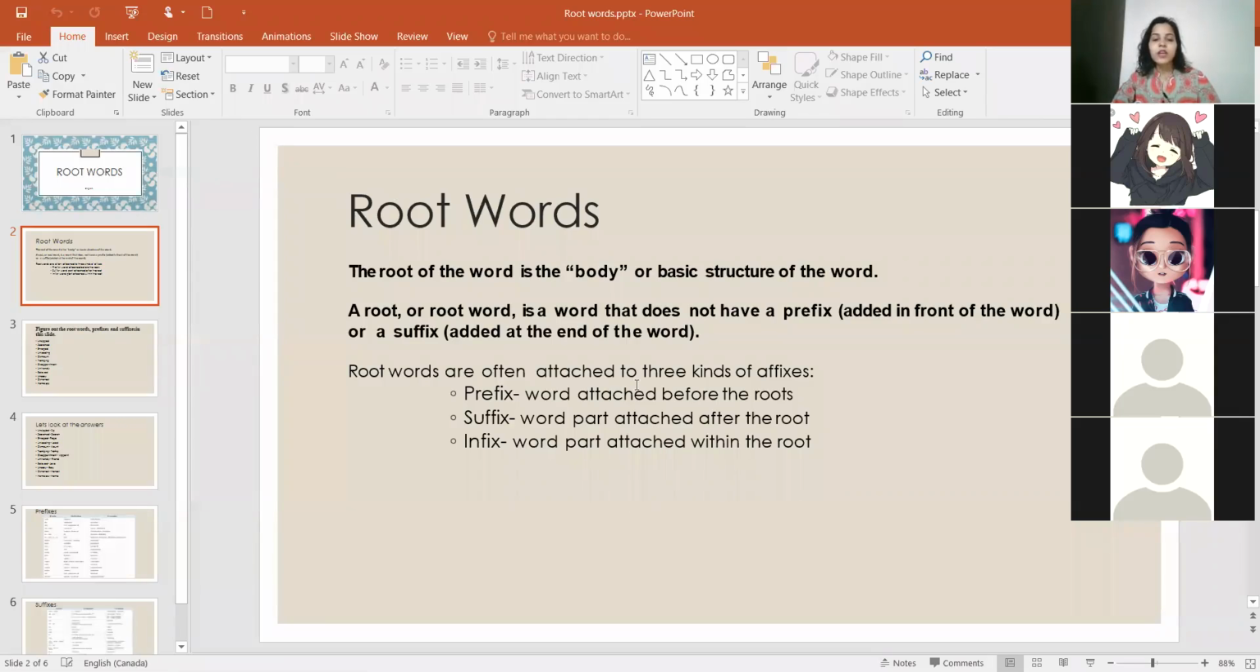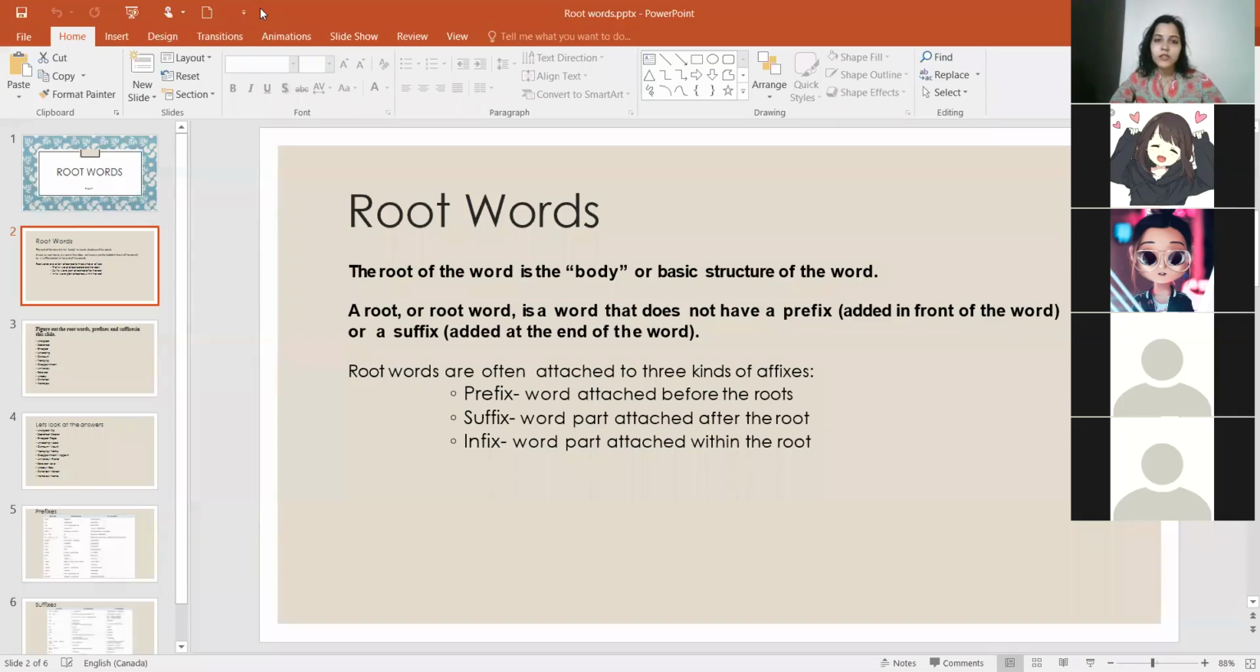So, what words can we add to this root word? As I already told you, we can add a prefix, which is a word attached before the root. Then we may add a suffix, which is a word attached after the root. And there is also an infix, which is a word which is attached within the root, right? So in this, we'll basically be taking note of what root words are, right? So I'll be sharing the syllabus with you in the group.